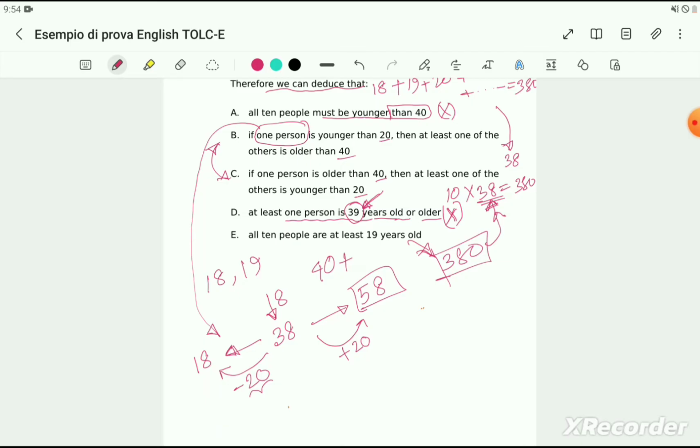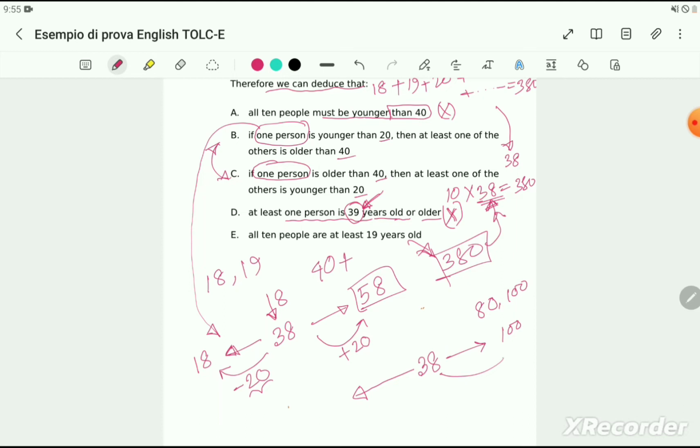Let's see the C now. If one person is older than 40, now one person is fixed. Okay, the upper limit is fixed. See, 38. So one person is older than 40. It didn't say how much age he could have. It could be like 80 or 100. So we can choose 100, for example. Then at least one of the others is younger than 20.